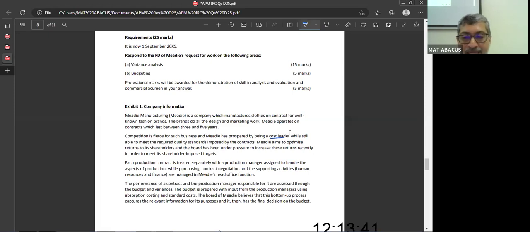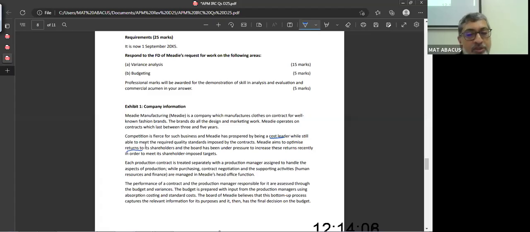MEDI aims to optimize returns to its shareholders, and the board has been under pressure to increase these returns recently in order to meet its shareholder imposed targets. So it's very interesting to note that shareholders are very insistent, because they impose certain targets. And the targets are mostly in terms of returns to shareholders.